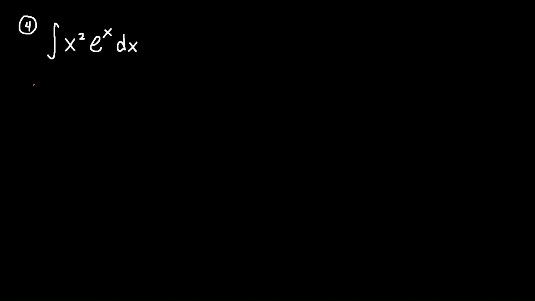So the next problem is integral of x squared times e to the x. So I explained this in the first part, where as long as these two are products, then we can use integration by parts. Now integration by parts uses a formula, which is integral of u dv is equal to uv minus integral of v du. And for this case, we can actually use that.